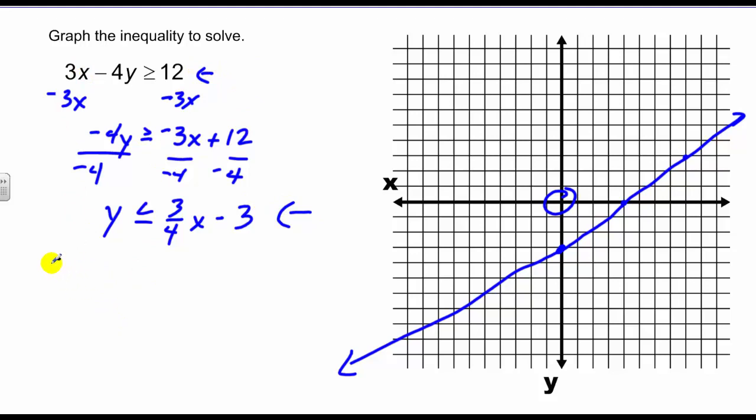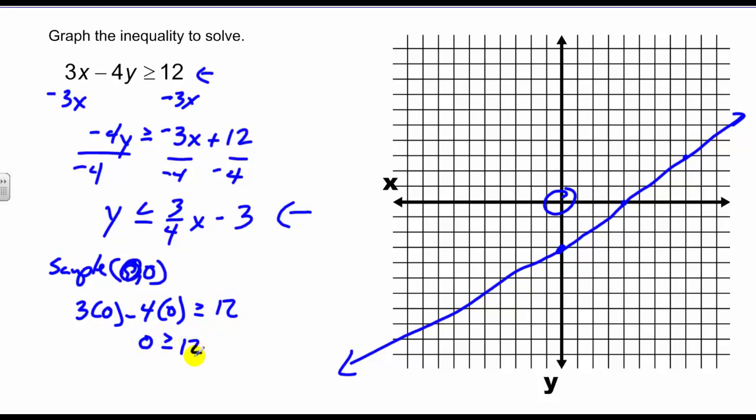So sample 0, 0. And we'll say 3 times 0 minus 4 times 0 greater than or equal to 12. So it says 0 is greater than or equal to 12. We have to determine if that's true or false. That's false. So since this point is not in the solution set, none of the points above will be in the solution set. Therefore, I have to shade below.